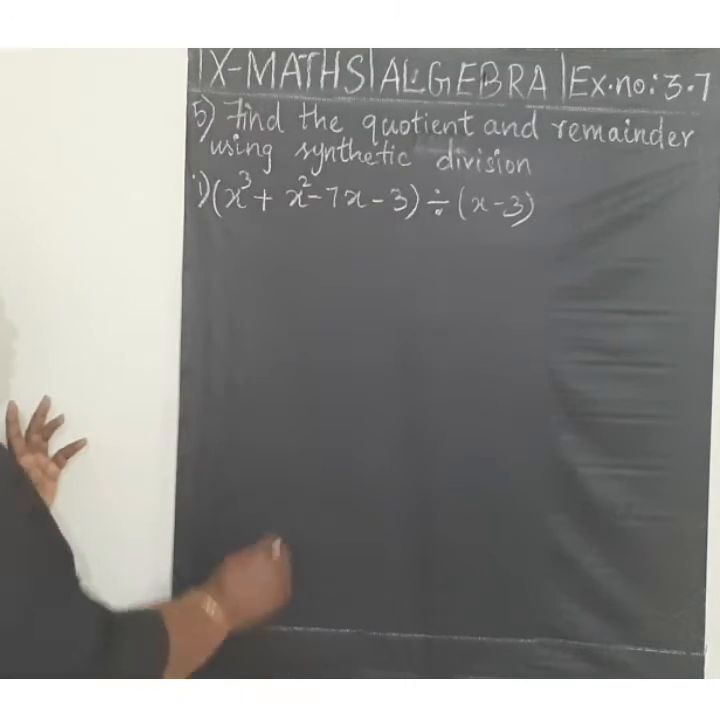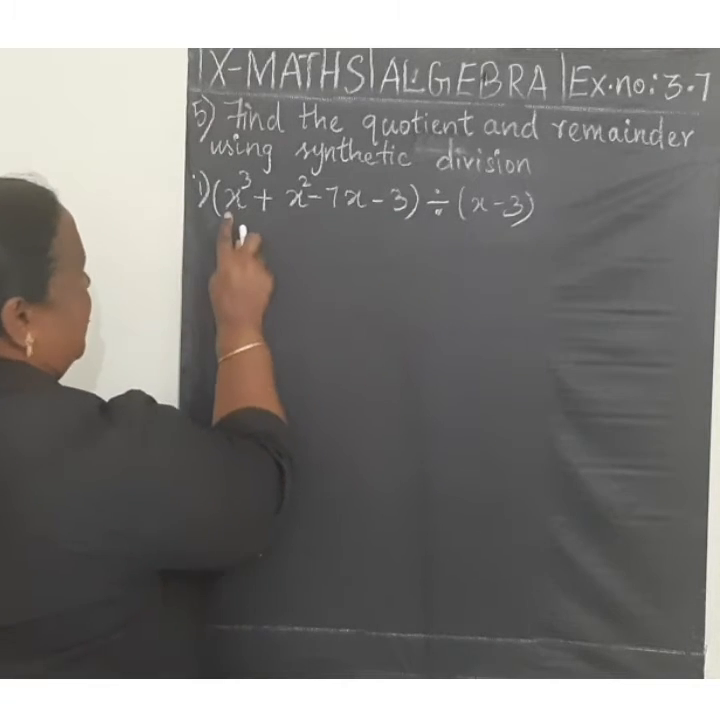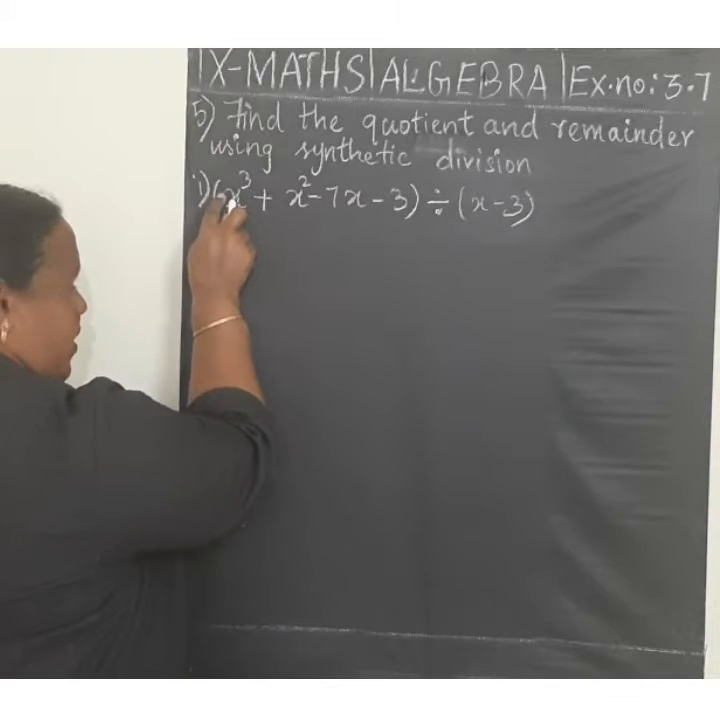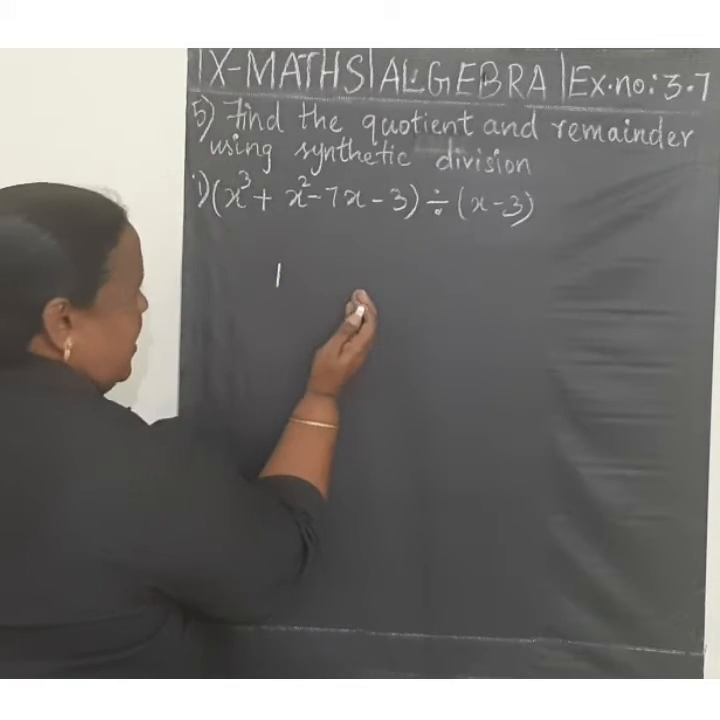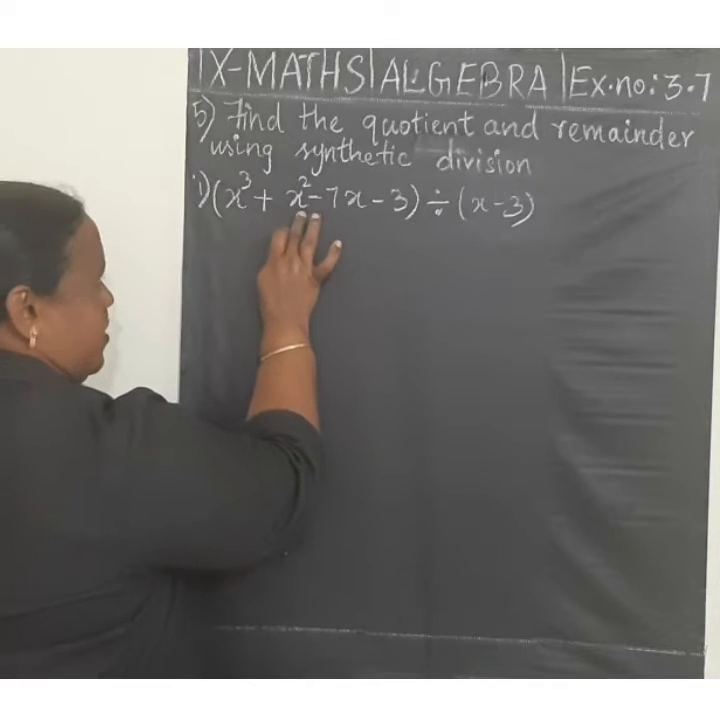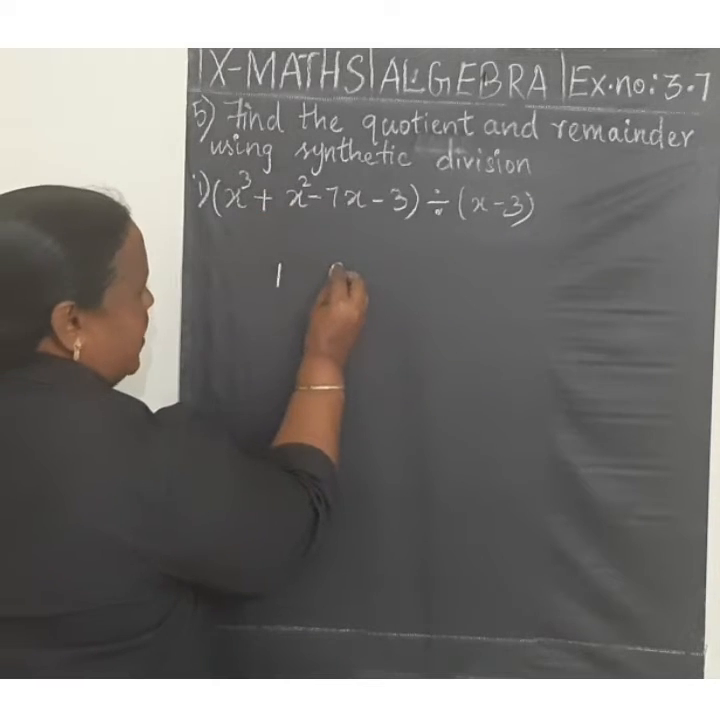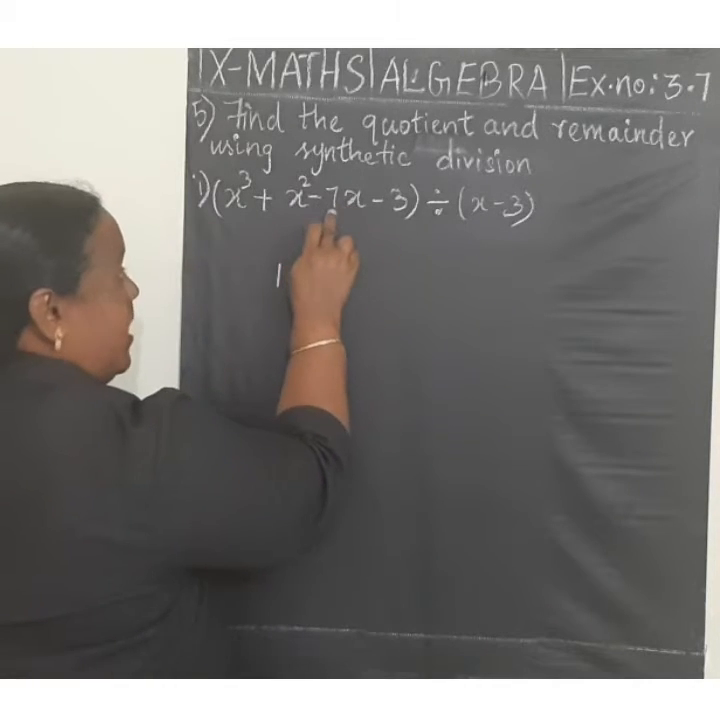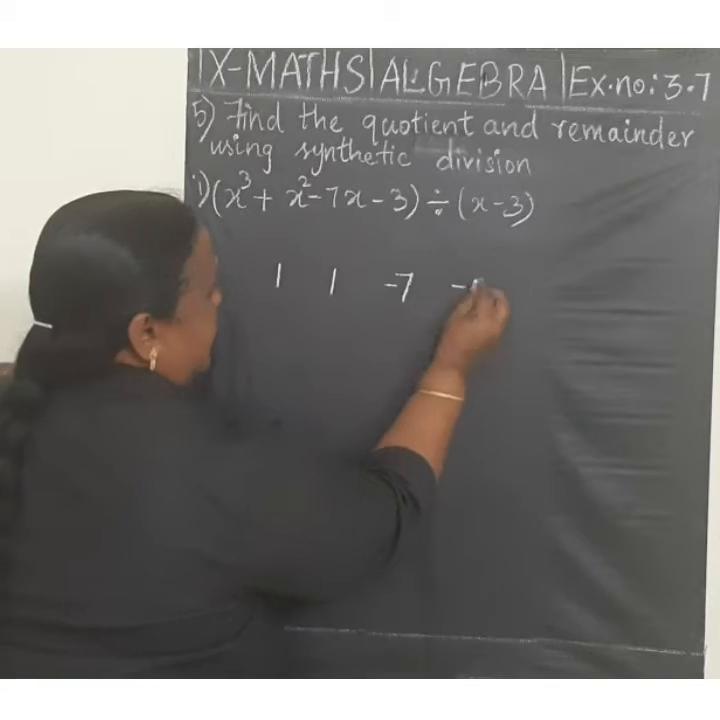The first step is to take the coefficients of these variables and write them here. The coefficient of x cube: no number is given, so we consider it as 1. Then we leave some space and write the coefficient of x squared. Before that no number is given, so we consider it as 1. Next, the coefficient of x is minus 7, so we write minus 7 here. Then our constant term is minus 3.